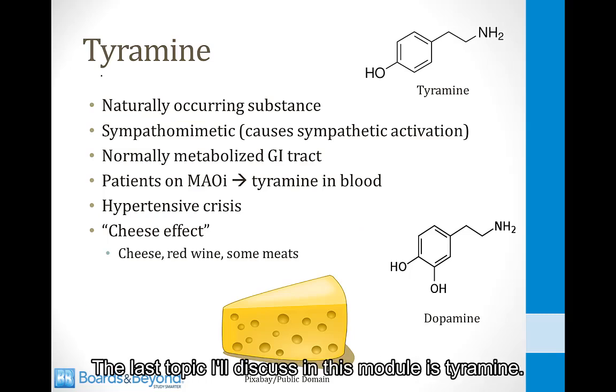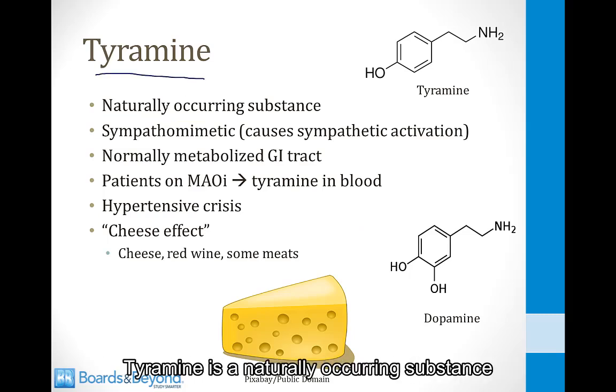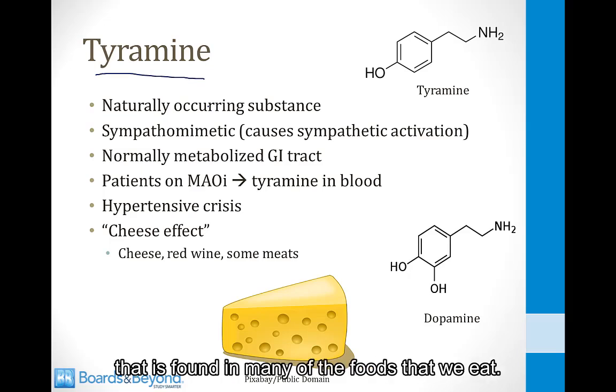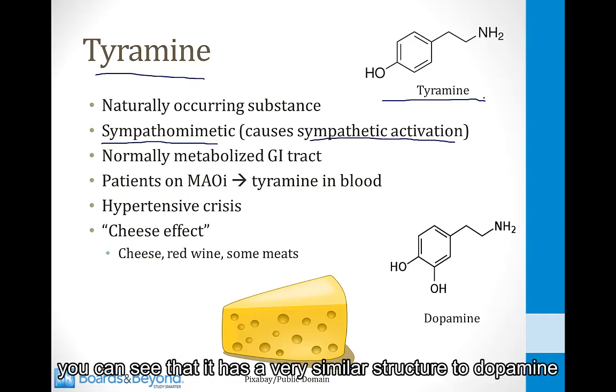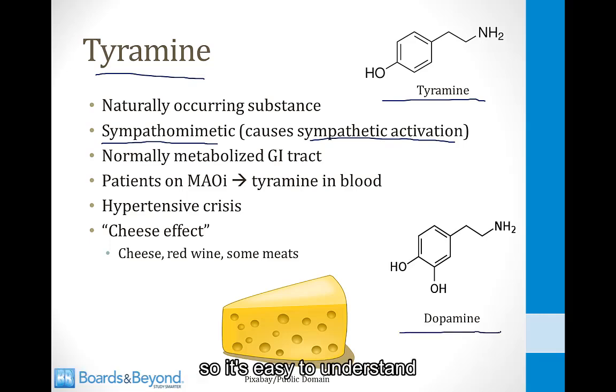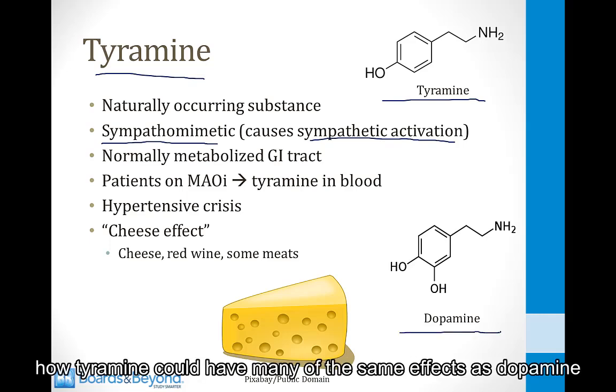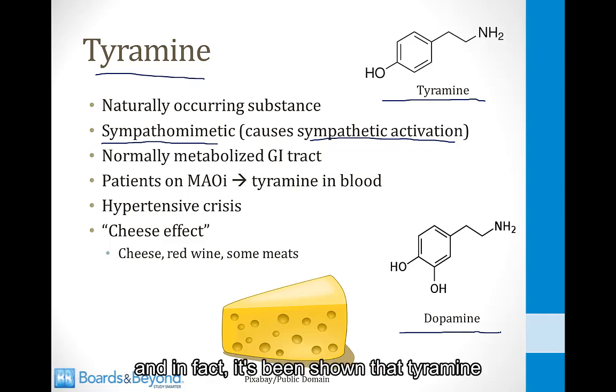The last topic I'll discuss in this module is tyramine. Tyramine is a naturally occurring substance that is found in many of the foods that we eat. Tyramine is a sympathomimetic, meaning it causes activation of the sympathetic nervous system. This is the structure of tyramine at the top of the screen here. You can see that it has a very similar structure to dopamine, so it's easy to understand how tyramine could have many of the same effects as dopamine. And in fact, it's been shown that tyramine is taken up by presynaptic nerve terminals, and it induces the release of norepinephrine and therefore can raise the blood pressure.